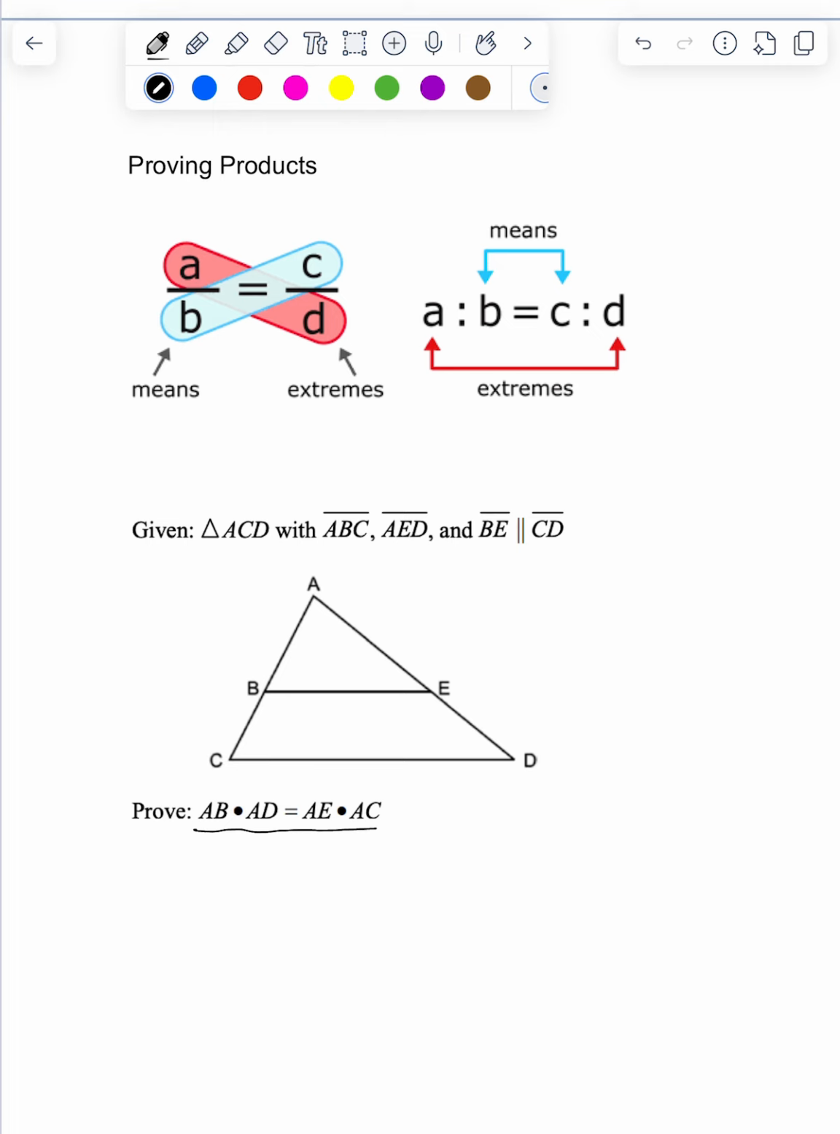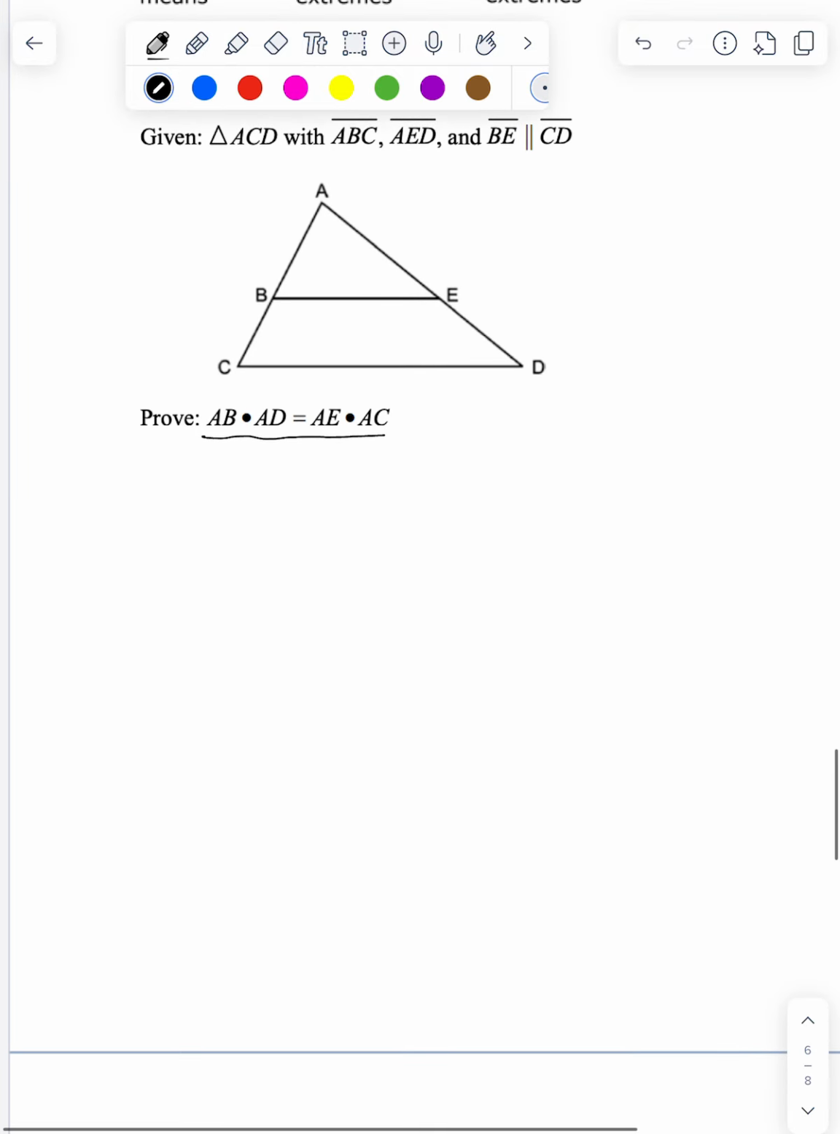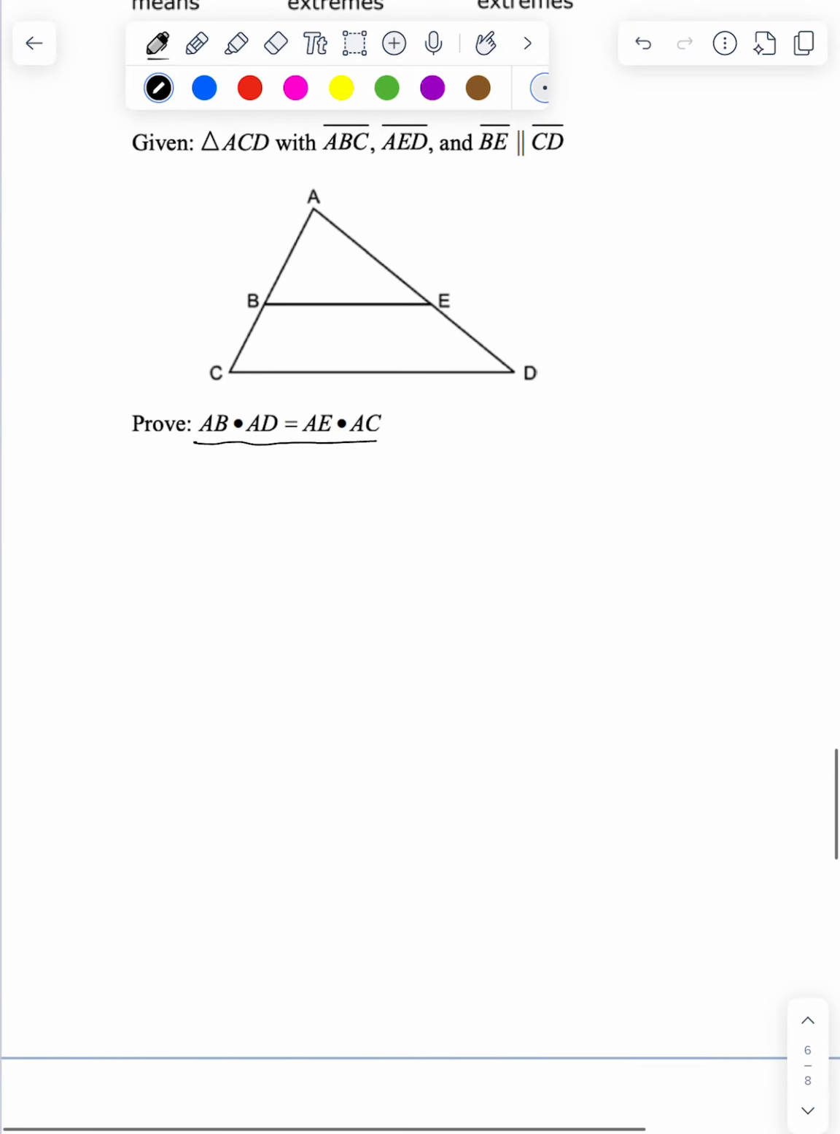So in a proportion, there's the part of the proportion called the means and the part that's called the extremes. So when we're writing our reason, we're going to just use this fancy vocabulary, means and extremes, but all it's going to mean is cross multiplication. And I'll reference back to that when we get there. So let's take a look at this proof. And we already said that the proof statement is proving a product.